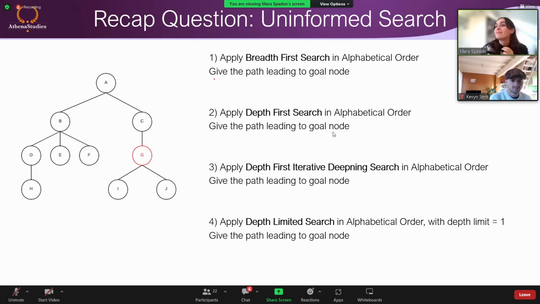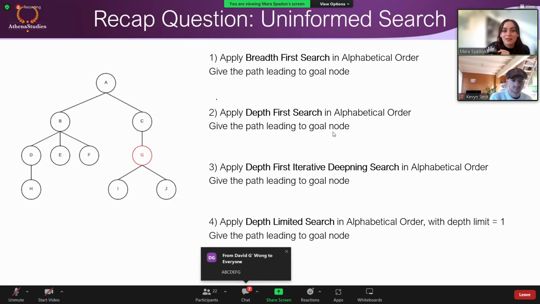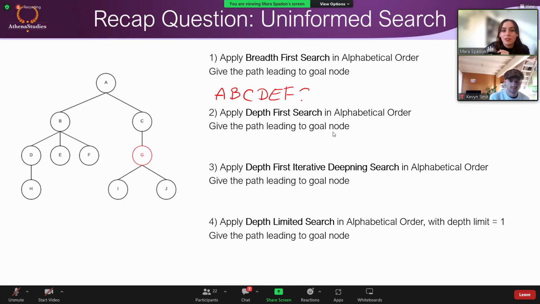Or maybe Doga? Yes, great, David. So we have A, B, C, D, E, F, G. That is correct because we go from left to right, remember?